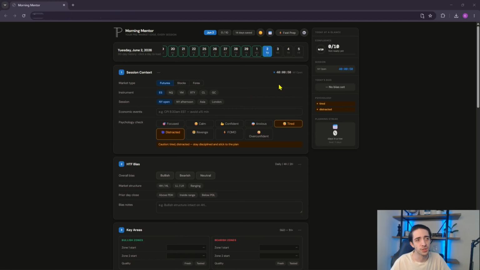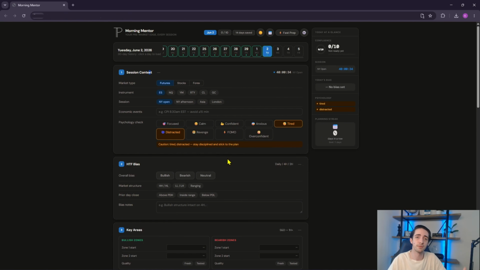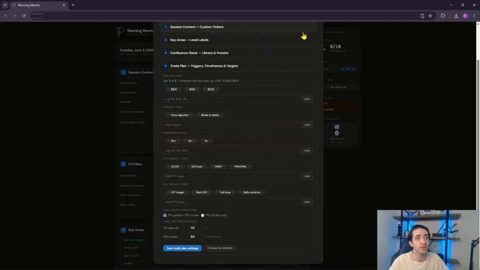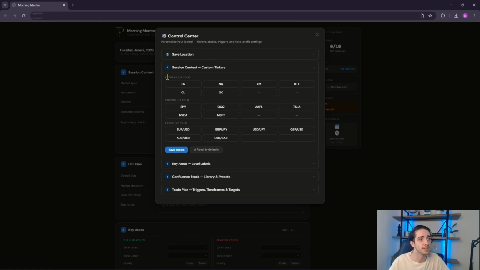Before we get into section 2, I want to make sure you know that each section is not necessary depending on your system. If you don't want to take the time to look at session context, you could minimize it. If you don't want to go over higher time frame bias, you could minimize it. Each section you're able to minimize, and each section you're able to customize. For session context, you can come up to the settings bar, click session context, and change the tickers. Let's say you trade futures, up to 8, stocks up to 8, and Forex up to 8. These are all presets. You could change them to whatever you want. If you do mess up, that's okay. You could always hit reset to default.